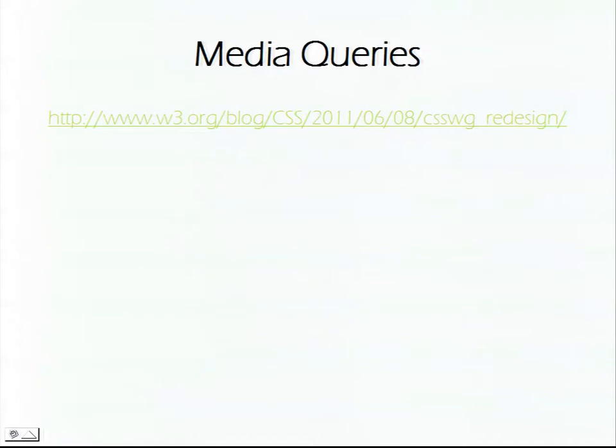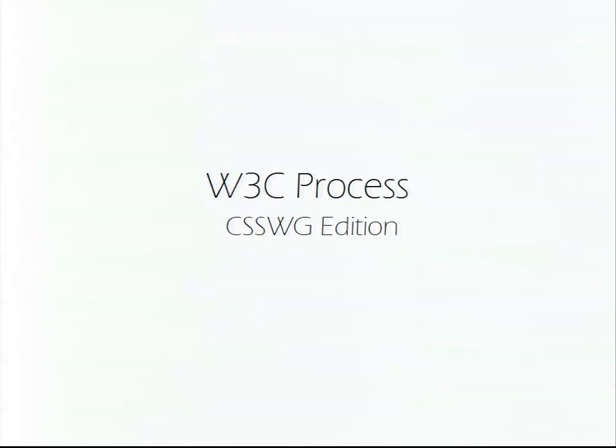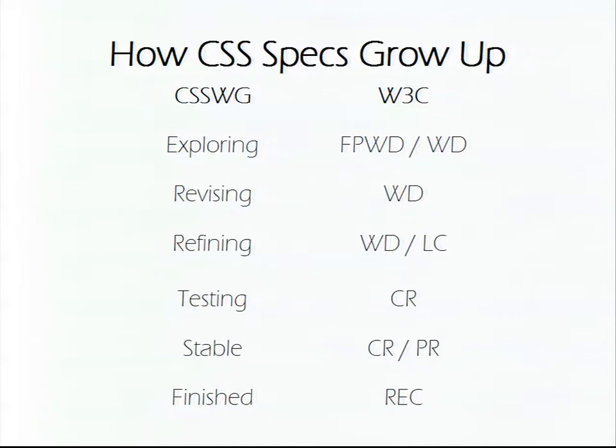So let's move on to how things go from idea to implementation at W3C. The W3C process has basically 3 major phases for a spec. There's the design phase, which is the working draft phase, and then there's the testing phase, which is candidate recommendation, and then there's recommendation, which means it's done, it's a standard, that's it. In the CSS Working Group, we break it down a little bit more to give people a better idea of what's really going on.